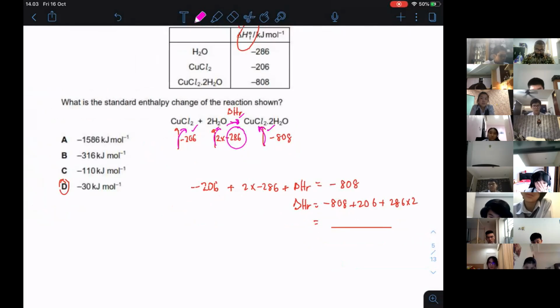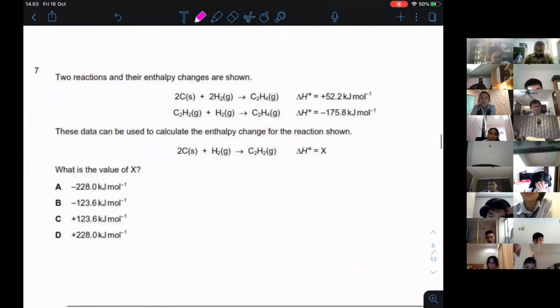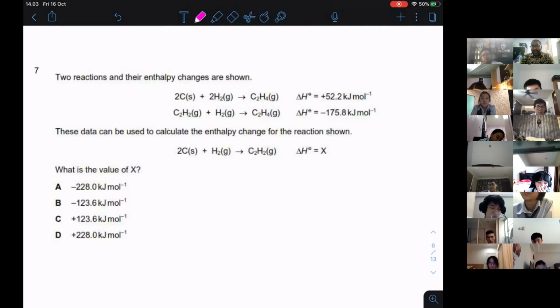Now next they have given you some data. So what will be the best way? The magic methods, there are two. Let's say the formation method, and there is another method which is rearranging the equation. So Sharon, which method will you use?